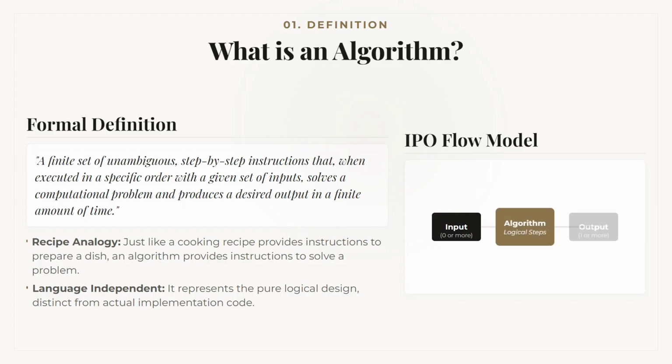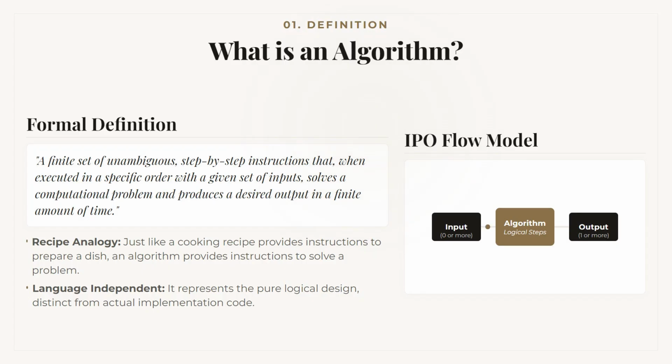The algorithm accepts some input, performs a series of logical steps, and produces the desired output within a finite amount of time. You can think of an algorithm as a recipe. Just as a cooking recipe provides step-by-step instructions to prepare a dish, an algorithm provides step-by-step instructions to solve a computational problem. The important point is that an algorithm describes the logic of the solution and is independent of any programming language.